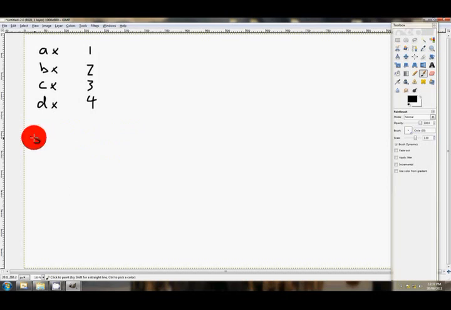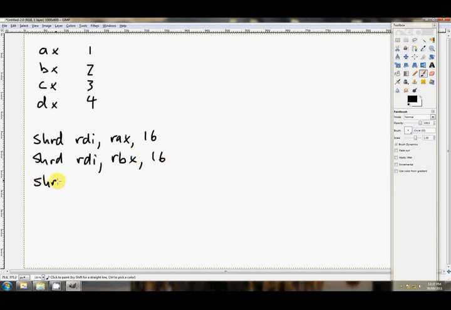It's pretty simple, really. We go SHRD, RDI, RAX, and what do we say? 16. SHRD, RDI, RBX, and 16. SHRD, RDI, RCX, and 16. SHRD, RDI, RDX, and 16.